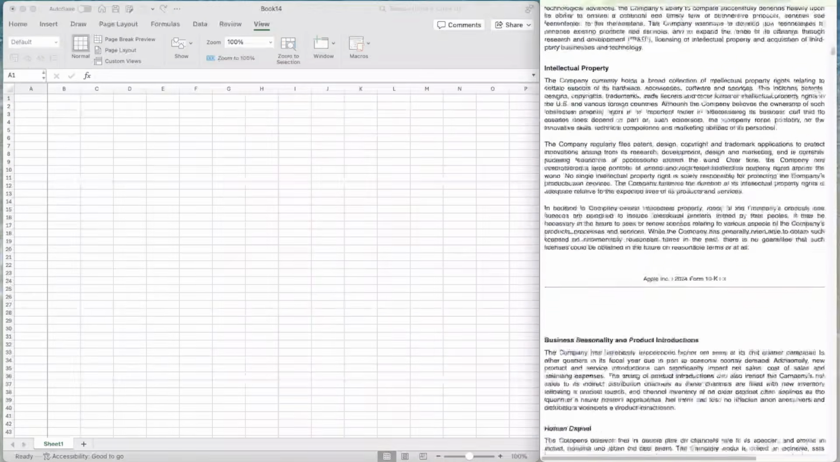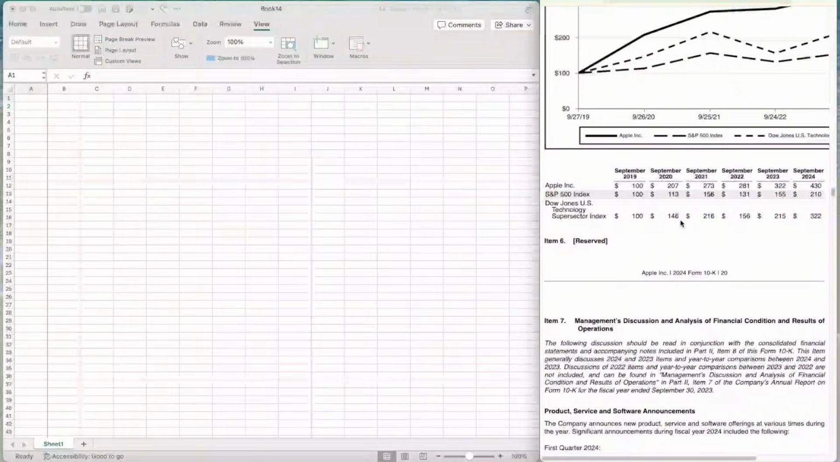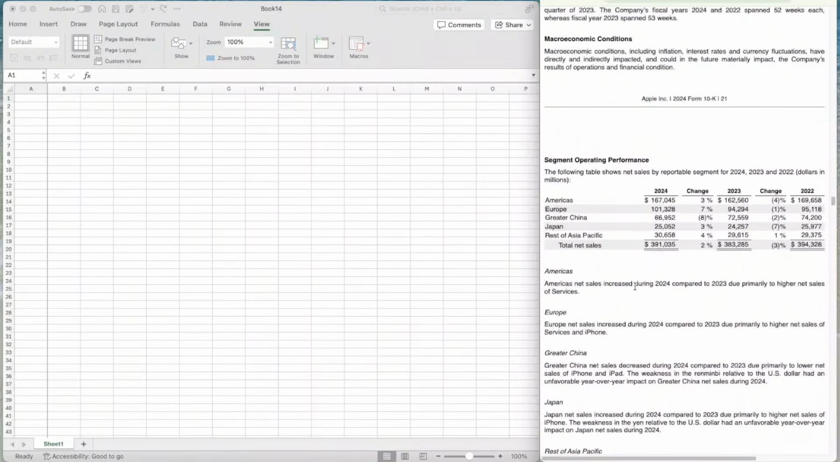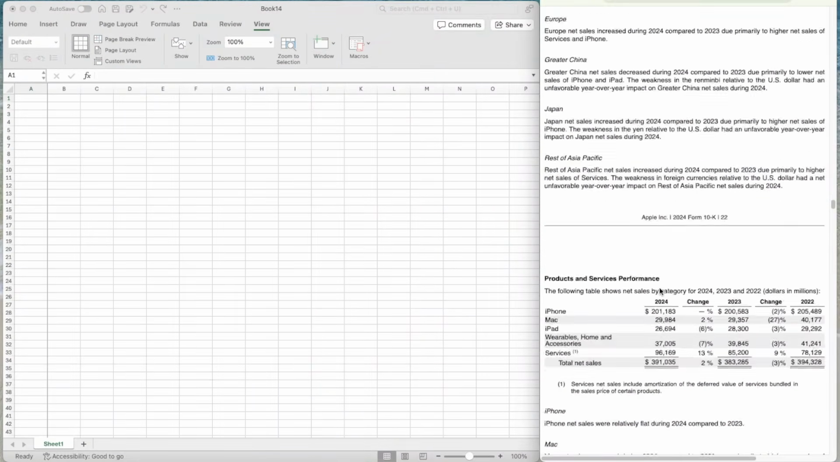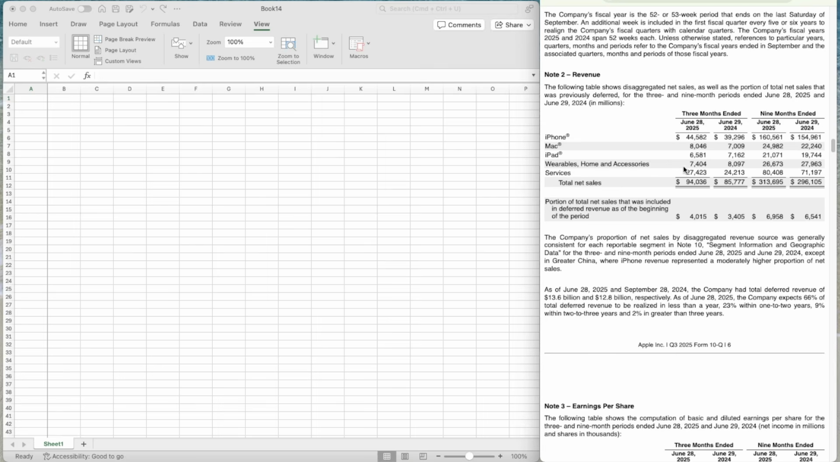This one is, I think, the 10K. Let's just come down. We want to get to the revenues page. It gives a very good breakdown of regional revenues, but we want to look at the products and services performance. So the revenue segments we want to use are, for each product: iPhone, Mac, iPad, wearables, home and accessories, and then the last one, services. And we find the same on the 10Q as well. So yeah, let's get started.